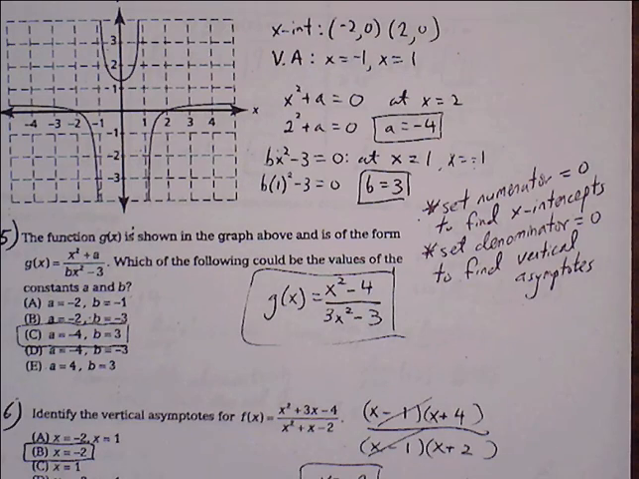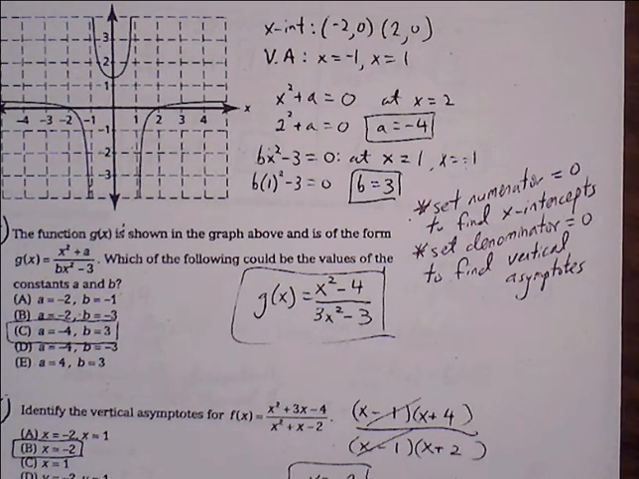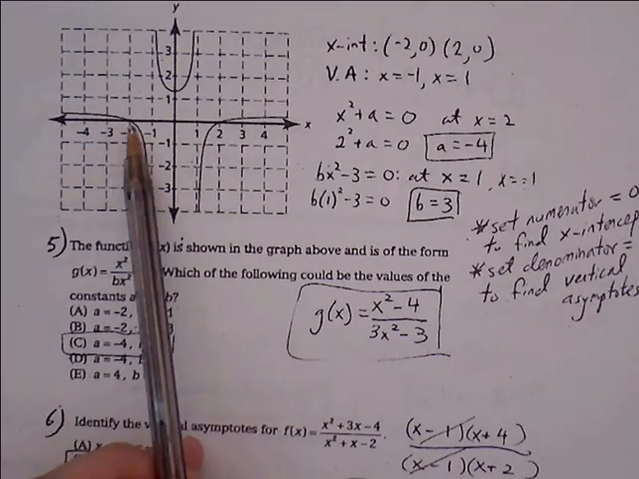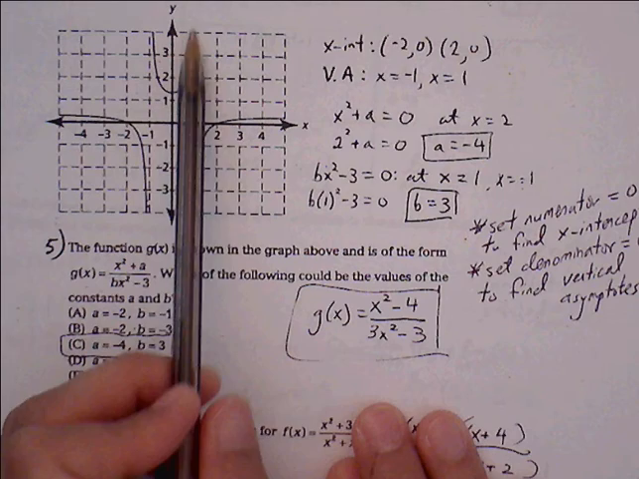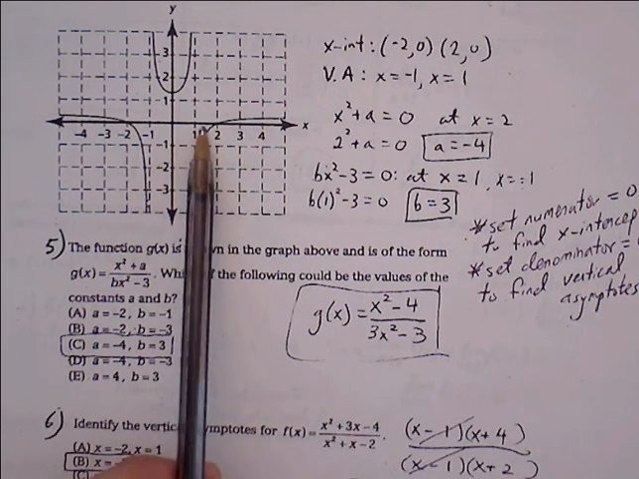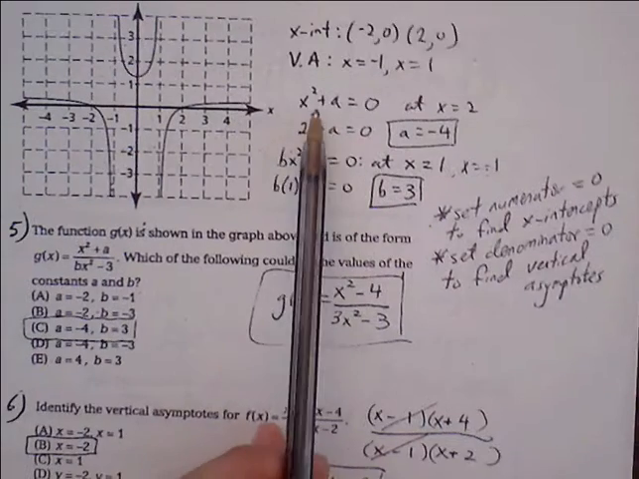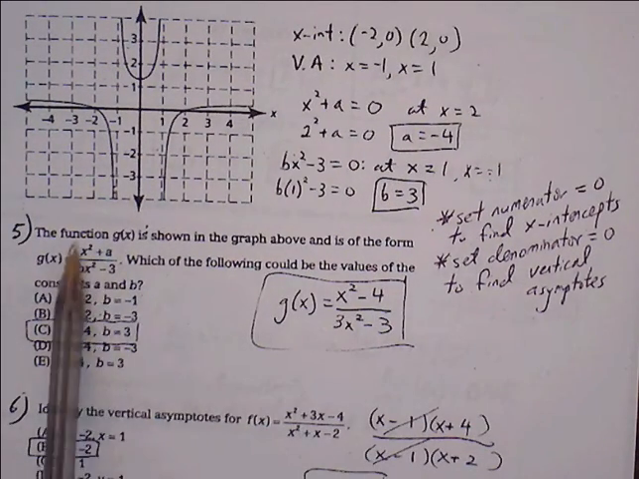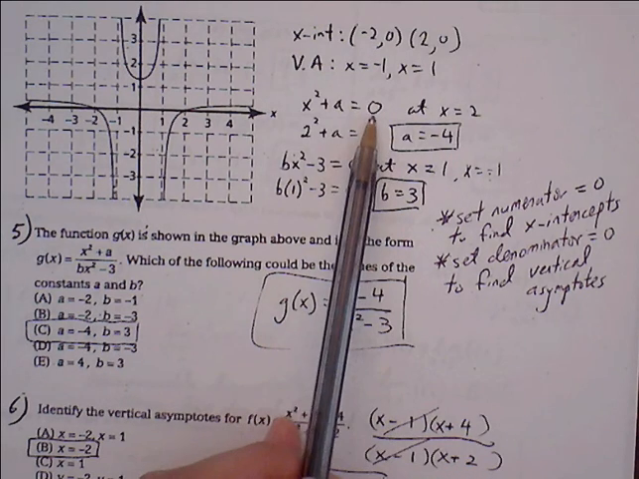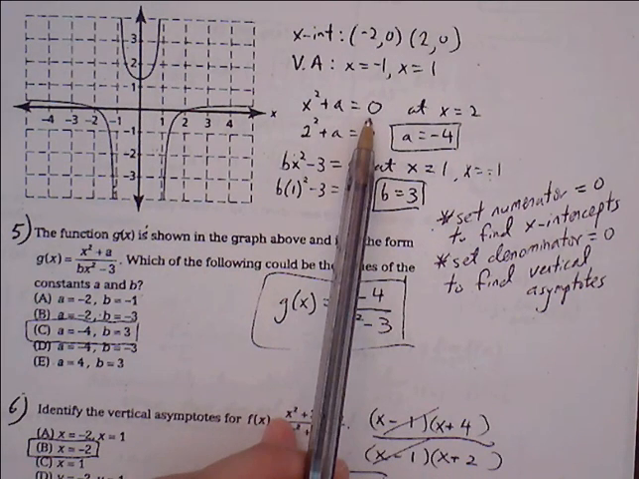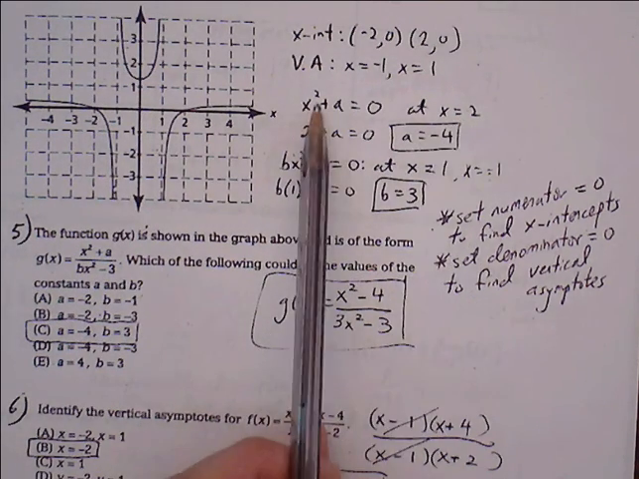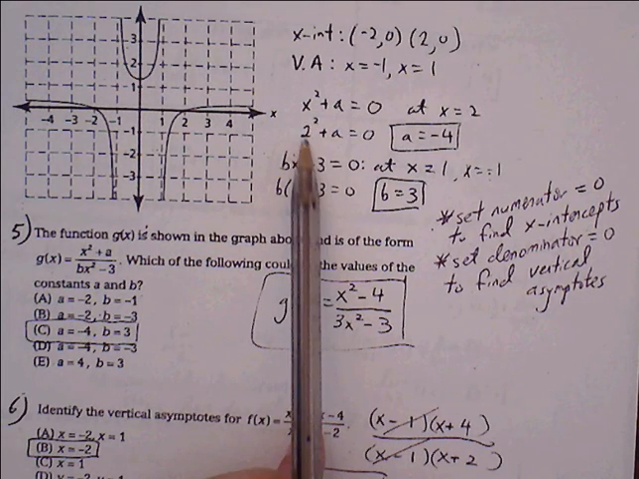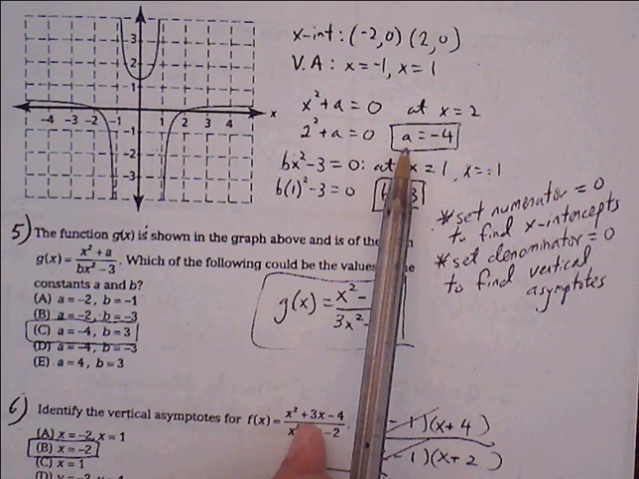All right, so if we look at our graph and identify where the x-intercepts and the vertical asymptotes are, we see the x-intercepts will be at -2 and 2. We see the vertical asymptotes will be at x equals -1 and x equals 1. Okay, so we can use that to help us. If we set the numerator of g of x equal to 0, x squared plus a is equal to 0. We know the x-intercepts occur at 2 and -2 because that's what we see. So if we plug in 2 for x, we get 2 squared, which is 4. 4 plus a is 0, so a equals -4.